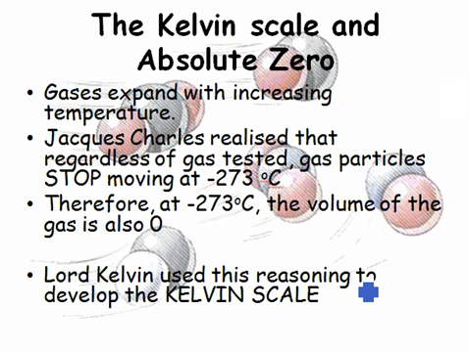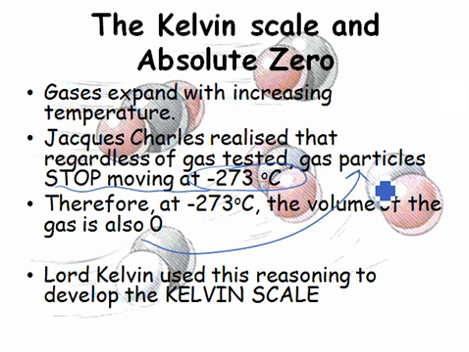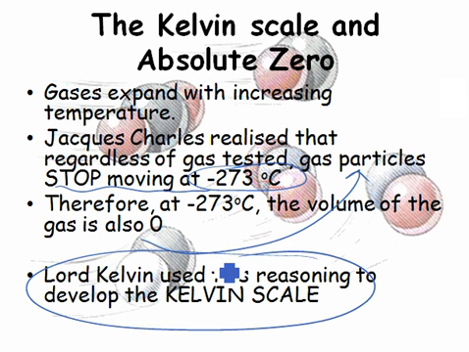So this guy, Charles, realized that regardless of the gas, it didn't even matter at all, the gas particles actually stop moving at negative 273 degrees Celsius. So basically, the conclusion is that at negative 273 degrees Celsius, the volume of the gas is 0. This is when the particles stop moving. And Lord Kelvin used this to develop, of course, the Kelvin scale.